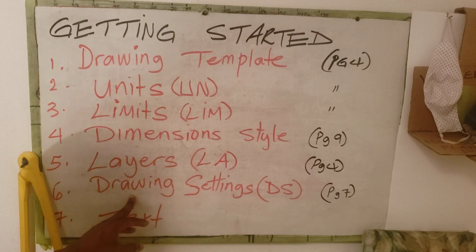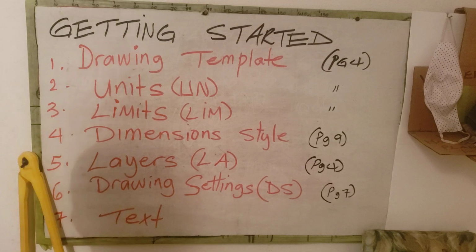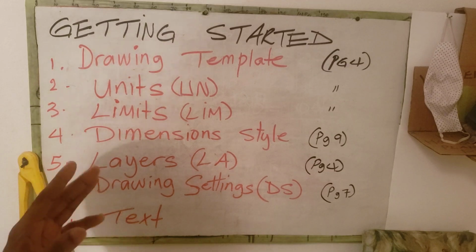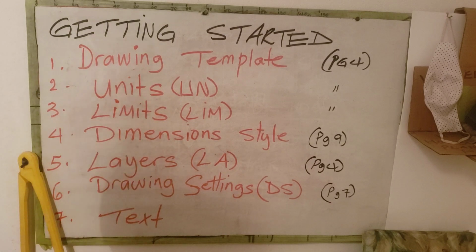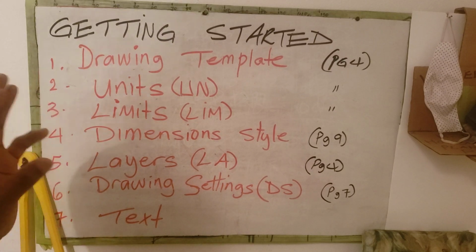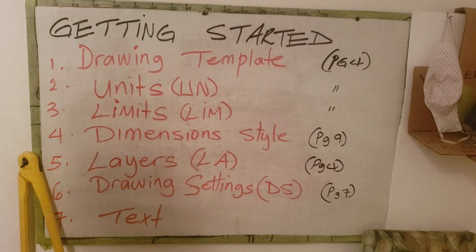The next thing to set up is our drawing setting. Under drawing setting, you want to ensure that your object snaps are set. You must ensure that midpoint must be active. Quadrant must be active. Node must be active. These are three very useful object snap settings that you want to ensure are active. You might also want to ensure that polar tracking or object snap tracking is also active.